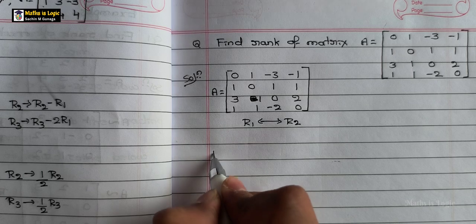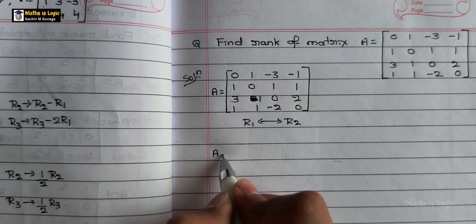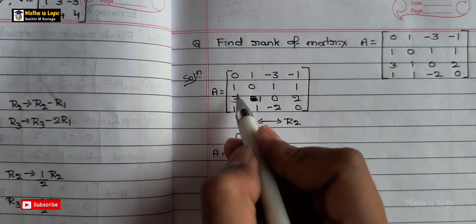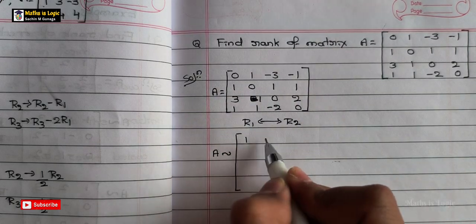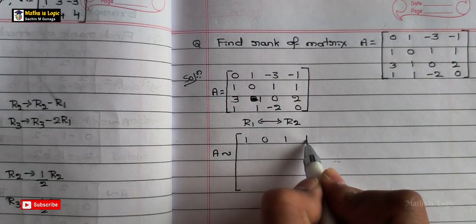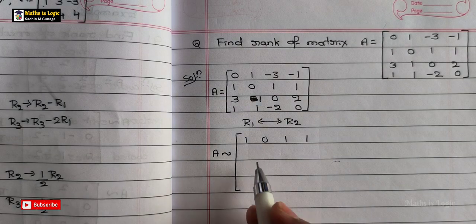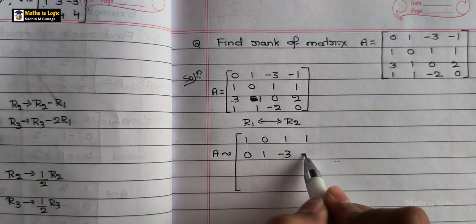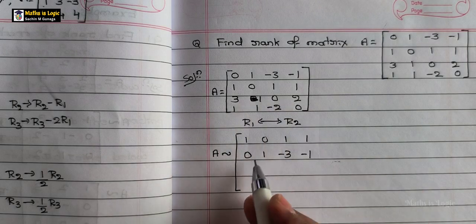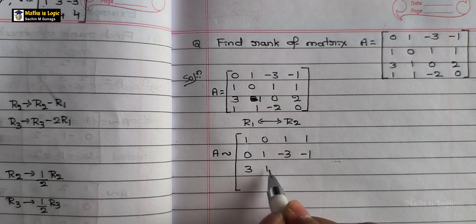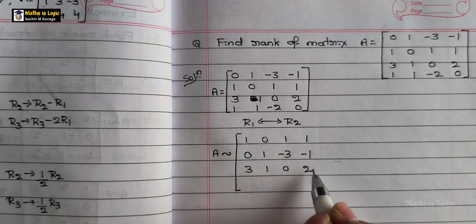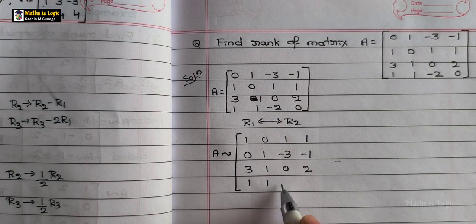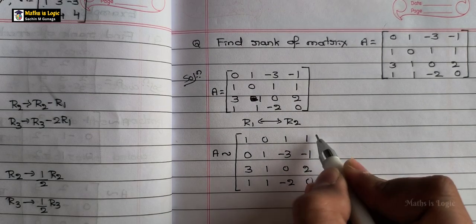Therefore, the given matrix transformation goes to: first we are going to write 1, 0, 1, 1. Next we are going to write 0, 1, minus 3, minus 1. Third row as it is 3, 1, 0, 2. Fourth row as it is 1, 1, minus 2, 0.